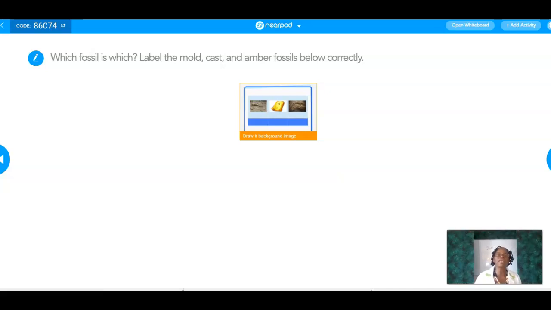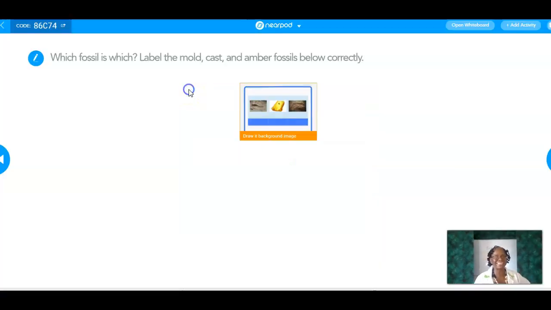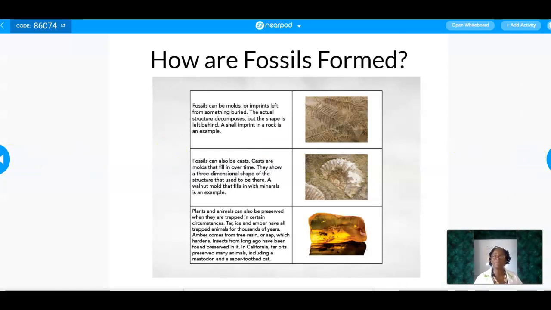And then the question that you ask them, which fossil is which? You'll have the students label the mold, cast, and amber fossils correctly. Let me click on it, make it a little bit bigger, and you want them to label which one it is. Is it a mold? Is it a cast? Or is it an amber? You might need to go back and review some of the things that you talked to the students about, the mold, a cast, or an amber.